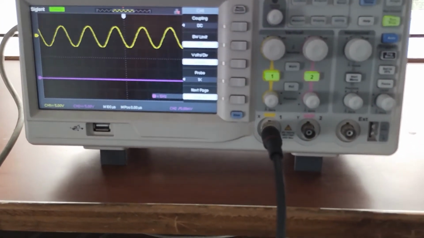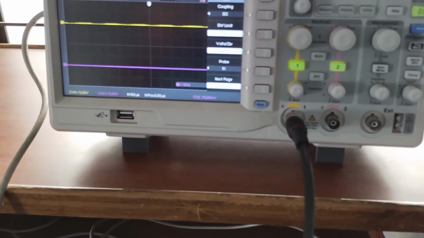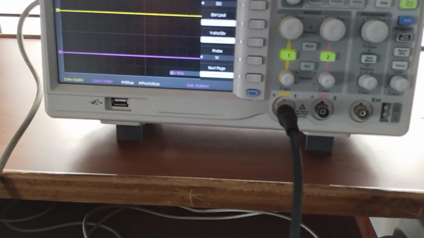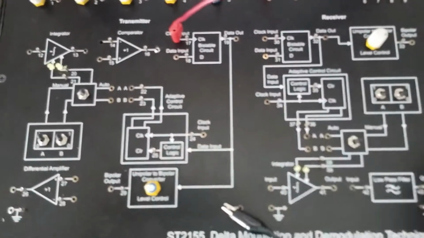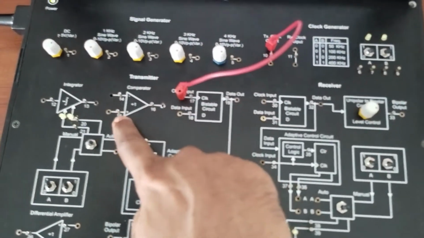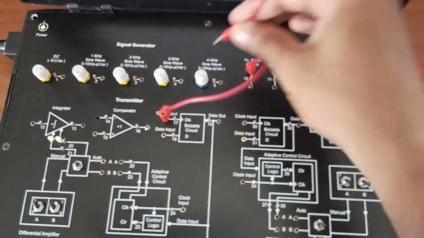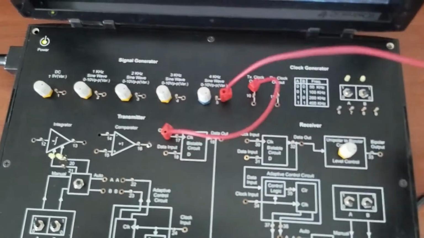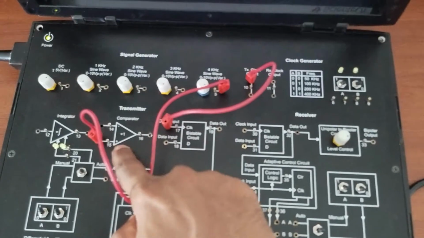Now I am connecting this message signal to the circuit diagram which is available in the transmitter. In the transmitter, I am connecting the message signal to the comparator's positive terminal input, that means the non-inverting input terminal. So the 4 kilohertz sine wave is given to the comparator's positive input.